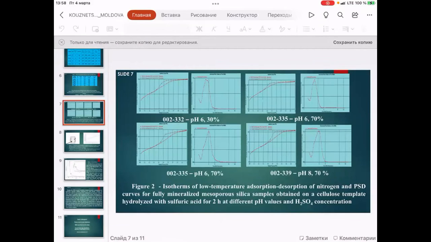Figure two, isotherms of low temperature adsorption-desorption of nitrogen and pore size distribution curves for fully mineralized mesoporous silica samples obtained on a cellulose template hydrolyzed with sulfuric acid for 2 hours at different pH values and H2SO4 concentrations.